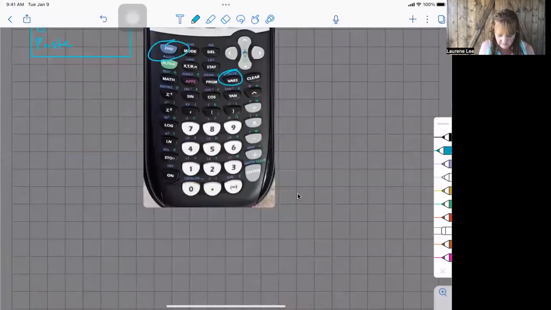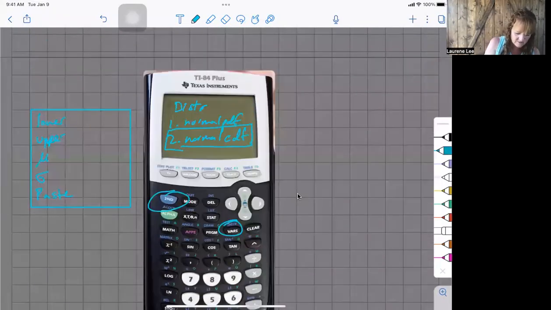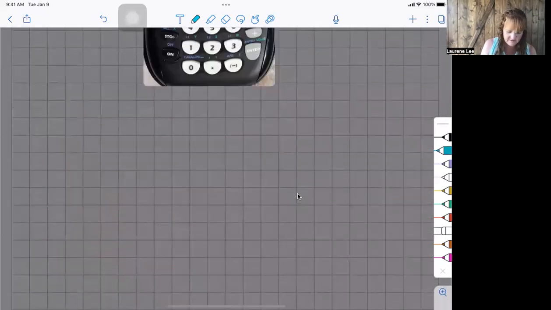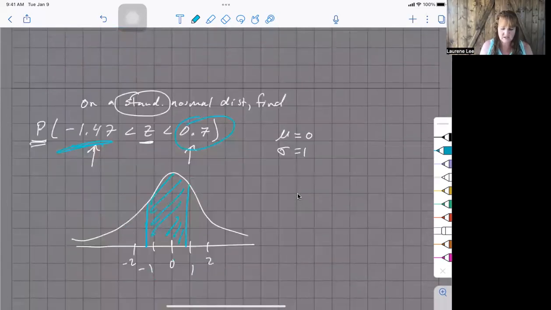So my lower on this problem is going to be -1.47. That's your lower, the left, remember? My upper is my right-hand limit, 0.7. And my mean is 0. My standard deviation is 1. So if I enter those, -1.47, 0.7, 0, and 1, I get a value of 0.687. So there's a 68.7% chance that somebody is found in that range.